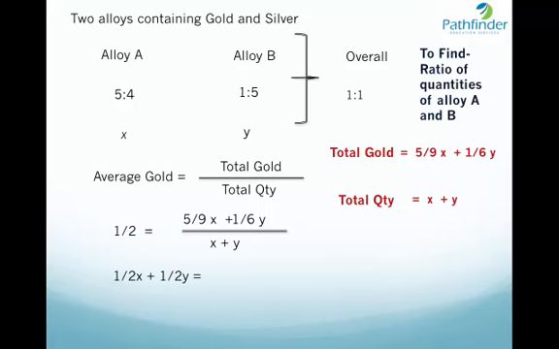And if you simplify this, you get 1 by 2x plus 1 by 2y is equal to 5 by 9x plus 1 by 6y, which means 1 by 18x is equal to 1 by 3y, and hence x upon y is equal to 1 upon 6.